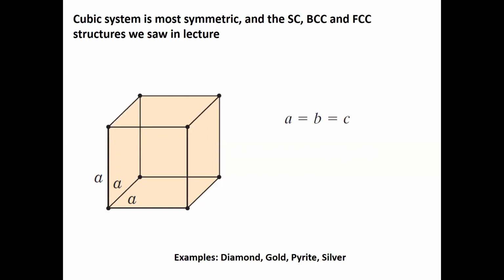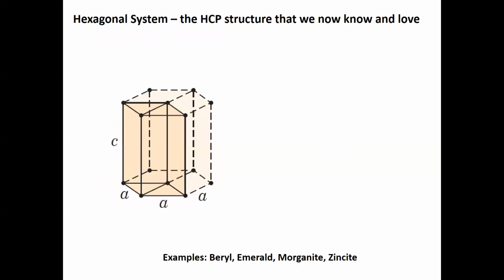In terms of our generalized unit cell, all the unit cell edge lengths are the same, and they're all squares, right? So the angles alpha, beta, gamma, all of them, are 90 degrees. Examples of these are diamond, gold, pyrite, and silver. We're looking at ceramic examples, like those crystals and minerals which form crystal structures that you see in nature, right?